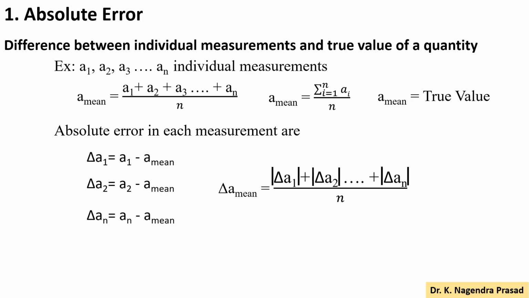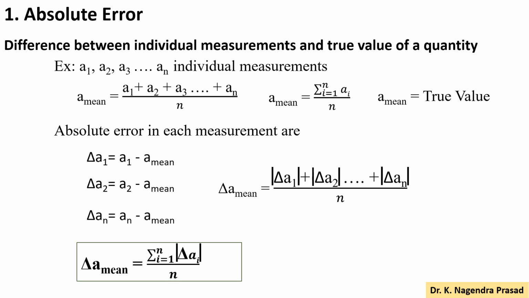The mean value of the absolute errors of the individual measurements is delta A mean equal to delta A1 plus delta A2 plus up to delta AN divided by N. Here the absolute error for each individual measurement is considered positive only. Then delta A mean can be written as the summation of i equal to 1 to N of delta Ai divided by N. Then the absolute error will become delta A mean minus A mean.